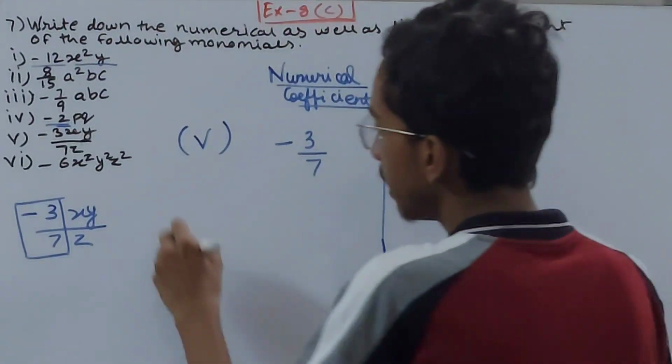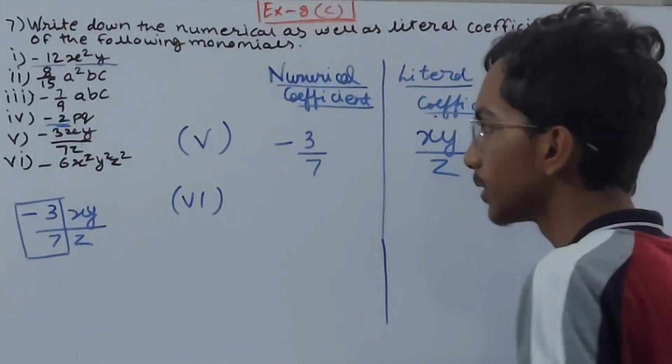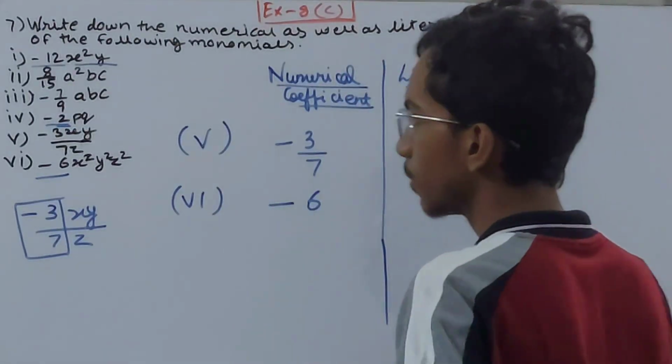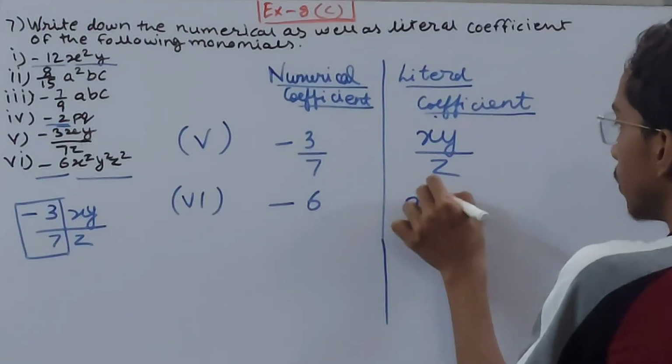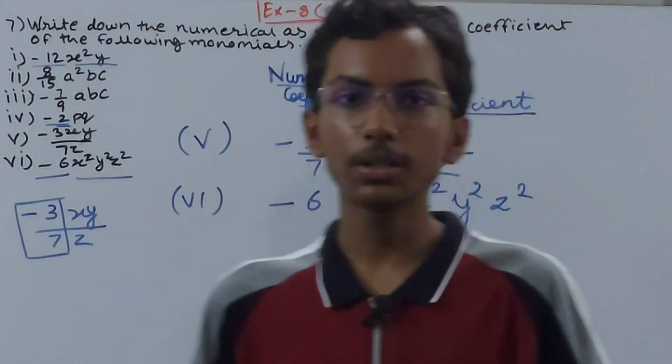Clear? Then the sixth part, you have minus 6x square y square z square. Minus 6 is the numerical part, so minus 6 becomes the numerical coefficient. X square y square z square, all are literals, so they become the literal coefficient. Is that clear?